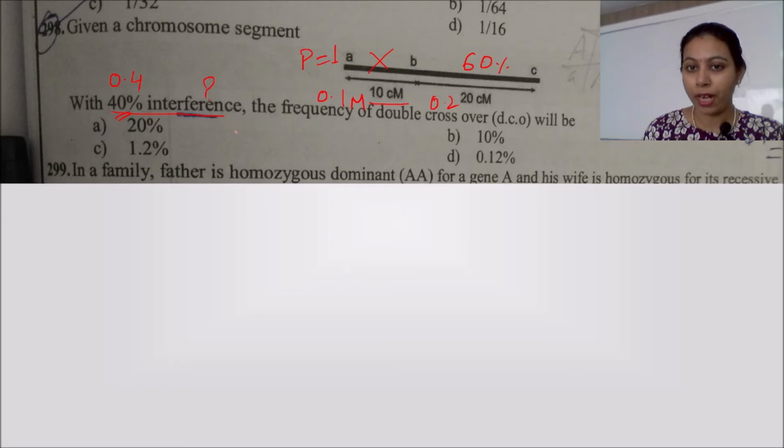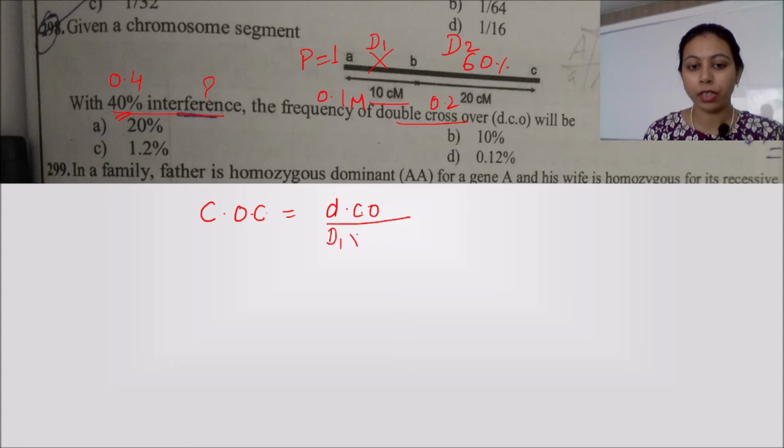The question is quite simple, completely based on a simple formula. The formula is: coefficient of coincidence equals the frequency of double crossing over divided by the product of the distances. Let us suppose the distance between A and B is D1 and the distance between B and C is D2. So it will be D1 into D2 into 100.